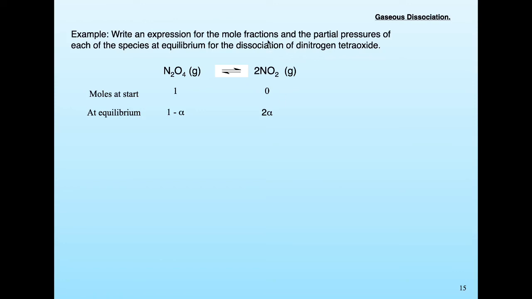Now remember, we want to write the mole fractions and the partial pressures. So let's start with the mole fractions. The mole fraction of nitrogen dioxide would be the number of moles of nitrogen dioxide over the total number of moles in the mixture, which is 2 alpha, divided by 1 minus alpha plus 2 alpha, which is 2 alpha over 1 plus alpha. Okay, you have a go at the mole fraction for dinitrogen tetroxide.